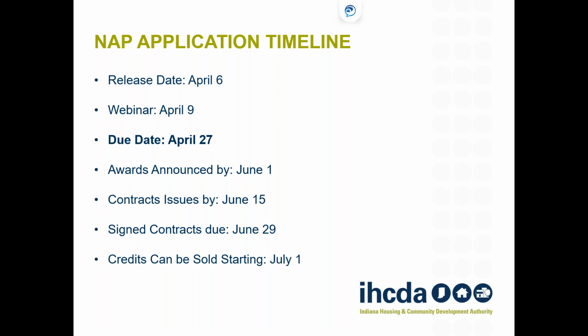Once we see that, we'll sign it on our end, and we hope to have everything done by June 29th. That is the deadline for you all to sign it on your end. And usually we're pretty quick at signing it on our end. And we want everything done and finalized by July 1st. That is the start of the program year. That is the first day that you can start selling or distributing your tax credits. Even if you sign your contract earlier, you will need to wait to actually distribute your tax credits until July 1st.